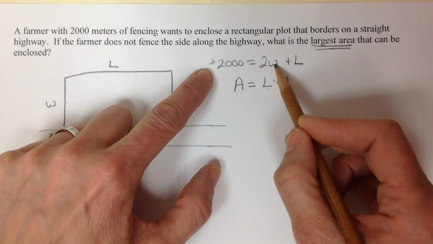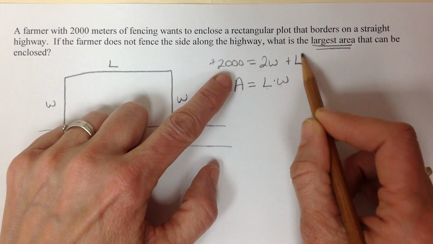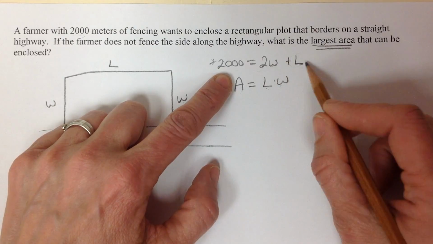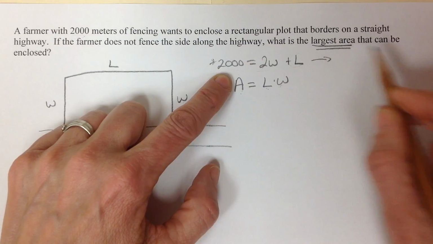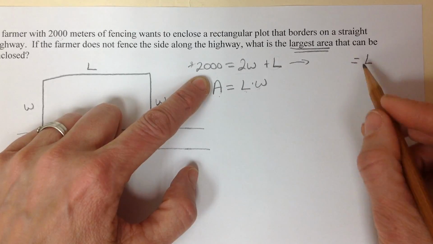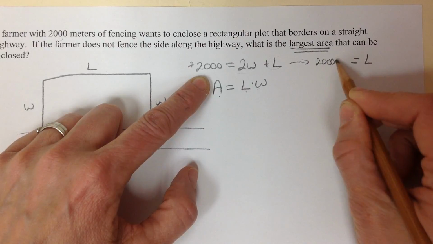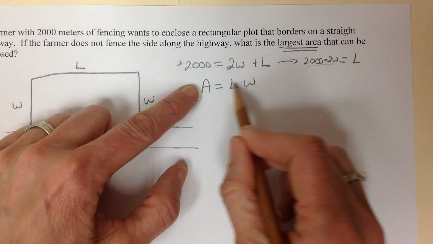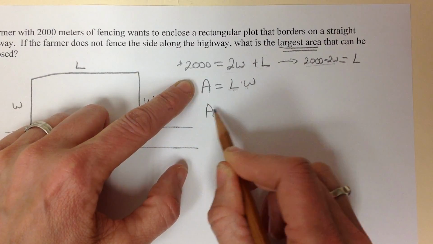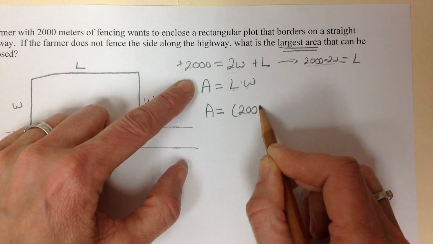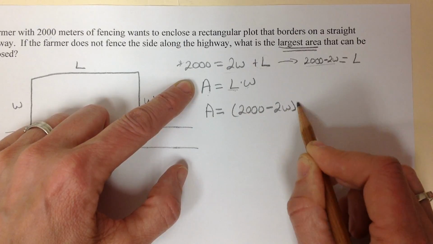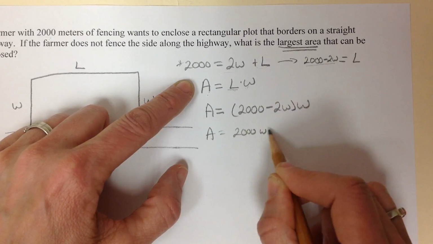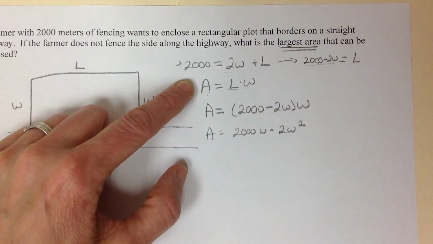So if I take this equation and rearrange to solve, it's much easier to solve for L than W, because if I solve for W, I'm going to have to divide by 2. But if I take this equation and I rearrange it, I get L equals 2,000 minus 2W. And now I can simply substitute in for L. So I now have the formula A equals the quantity, because all of it has to get multiplied, 2,000 minus 2W times W, or A equals 2,000W minus 2W squared.